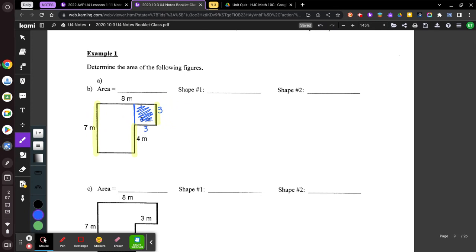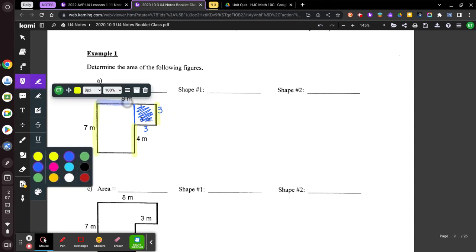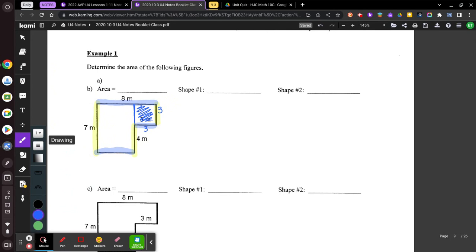Now I need to know the bottom number. If we look at this part here, this whole side adds to 8. Well, that means this 3 plus something down here needs to add to 8. So what plus 3 makes 8? 5. So now I have two objects. I've got a large object and a small object. Shape 1 is my large, shape 2 is my small.